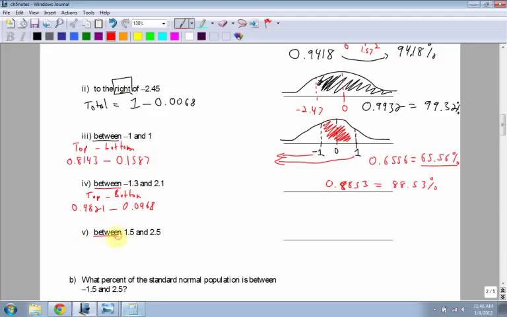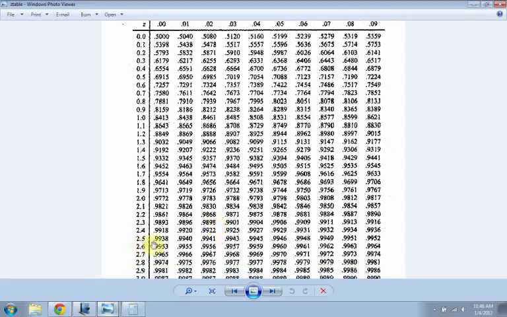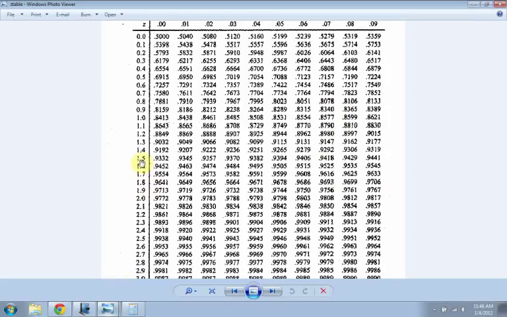Same thing. Last one, between 1.5 and 2.5. So top minus bottom again. The top is 2.5. Look at my positive Z table. So I get 2.5 is 0.9938. Subtract off the 1.5. That's a positive value again. So I go to 1.5, 0.9332.